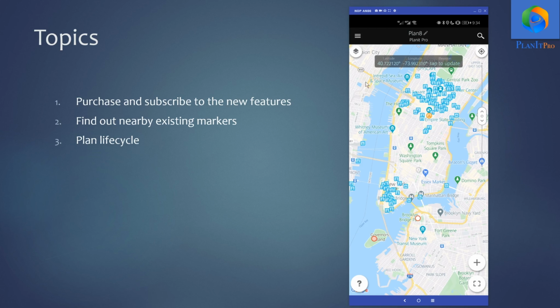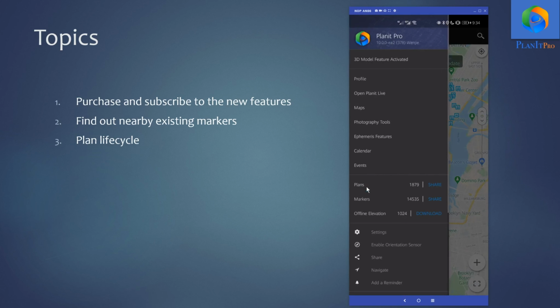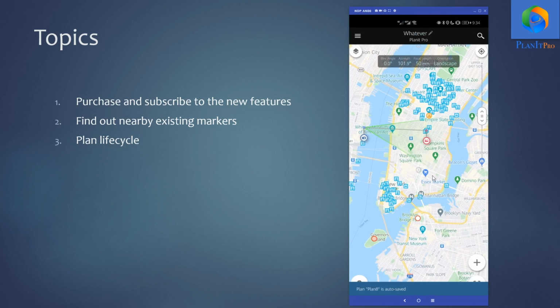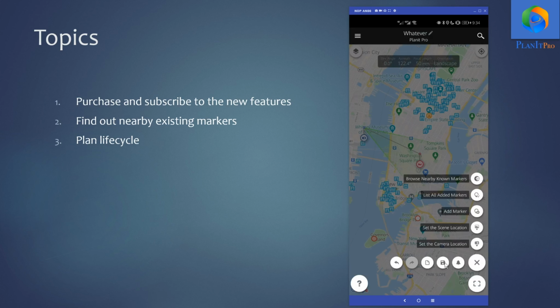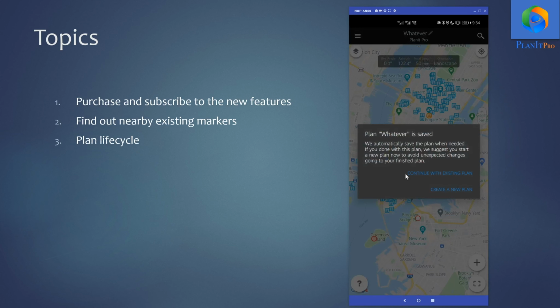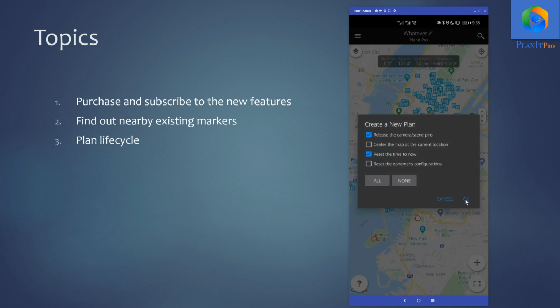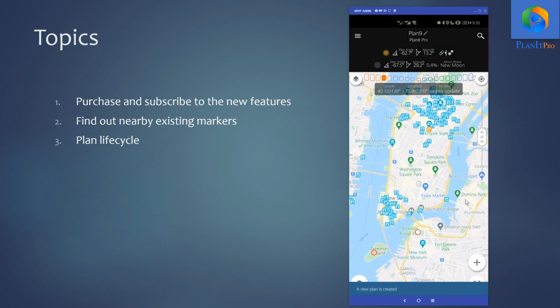Another way to do that is, let's say I open this whatever plan. I change my location to somewhere else. Another quick way to do that is you click the plus button, you click this save. Now it tells you that this one is saved, and you can continue or start a new plan. You can just create a new plan and done. Now the new plan is created.